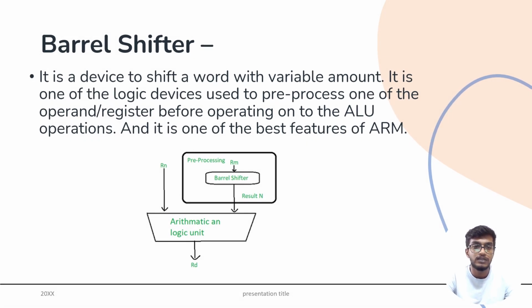A barrel shifter is a device to shift a word by a variable amount. It is one of the logic devices used to pre-process one of the operands or registers before operating on the ALU operations, and it is one of the main features of the ARM.